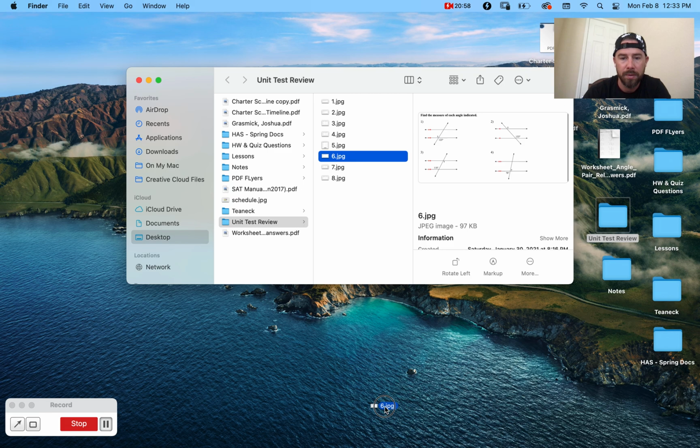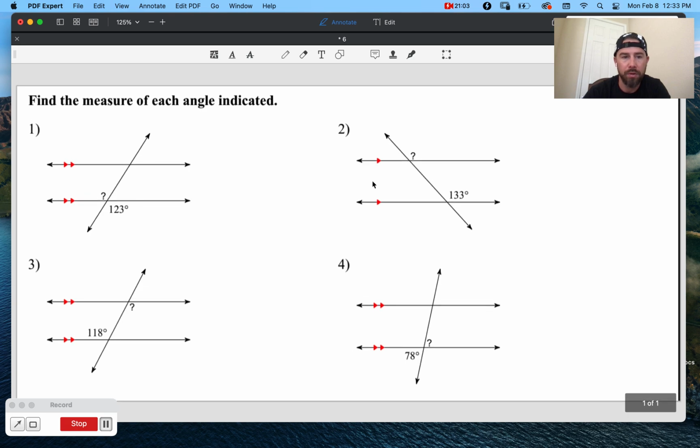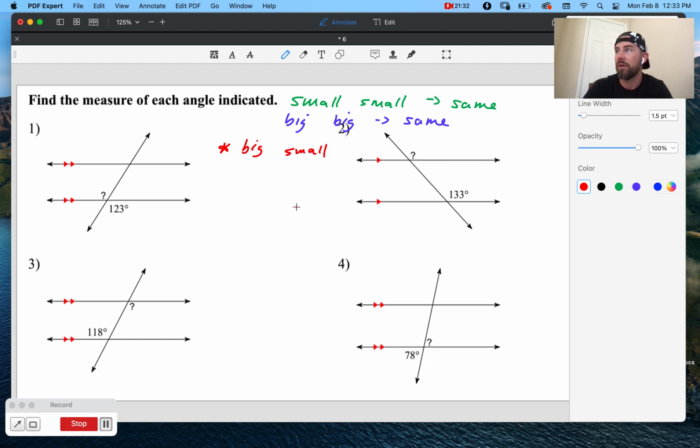Number 6. Alrighty, 1, 2, 3, 4. Okay, find the measure of the angle indicated. Remember, if you have small and small, they're going to be the same, right? If you have big and big, they're going to be the same, right? But our special case is if you have a big angle and a small angle. That's when they're different, right? If you have a big and a small, what you're going to do here is subtract from 180.